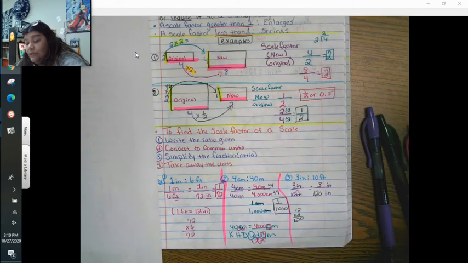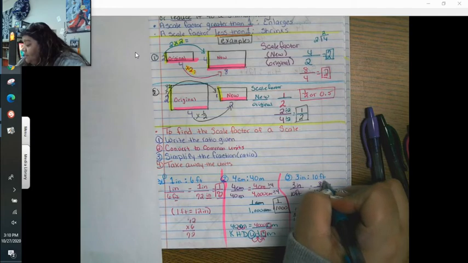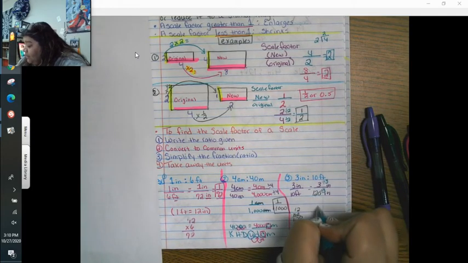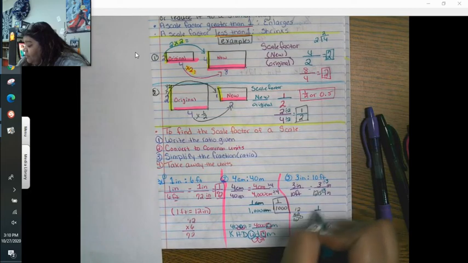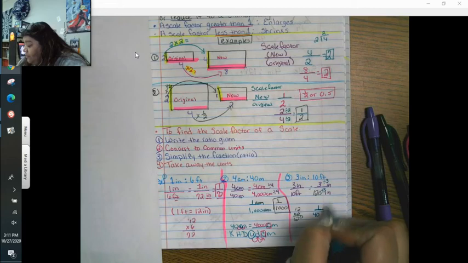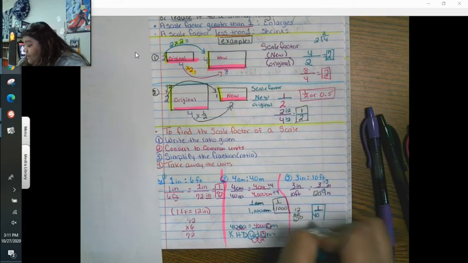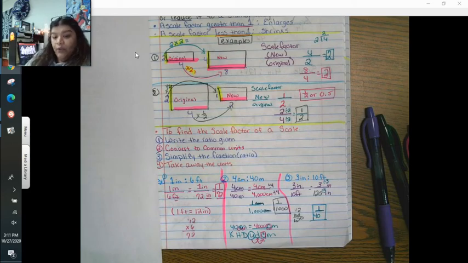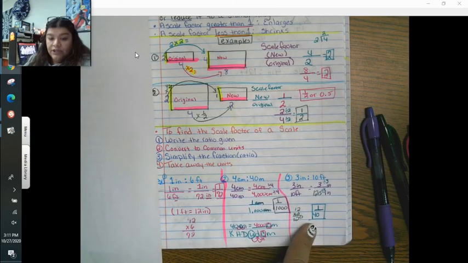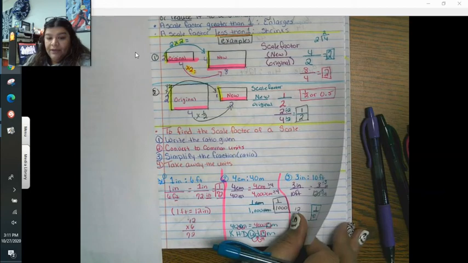Last thing you have to do is simplify. So I can definitely divide these by 3. 3 divided by 3 is 1. 120 divided by 3 is 40. And I can't go any further. I do not need the units anymore because I converted them already. And so the scale factor is a 1 to 40 scale factor, 1/40th. Okay, so it's a reduction. Okay, we get there? All right.